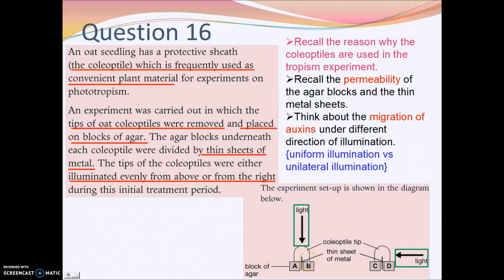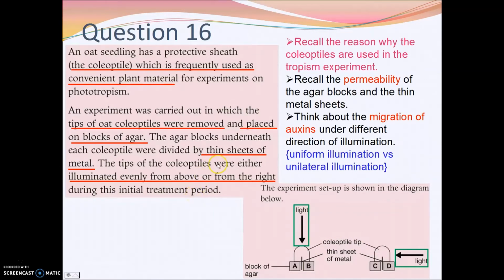But beware that the metal sheet is not inserted completely into the tip, but just halfway, or less than halfway. So you need to think about whether the auxin can migrate within the tip, if they need to move from one side to the other side. So can they move? You need to think about it.